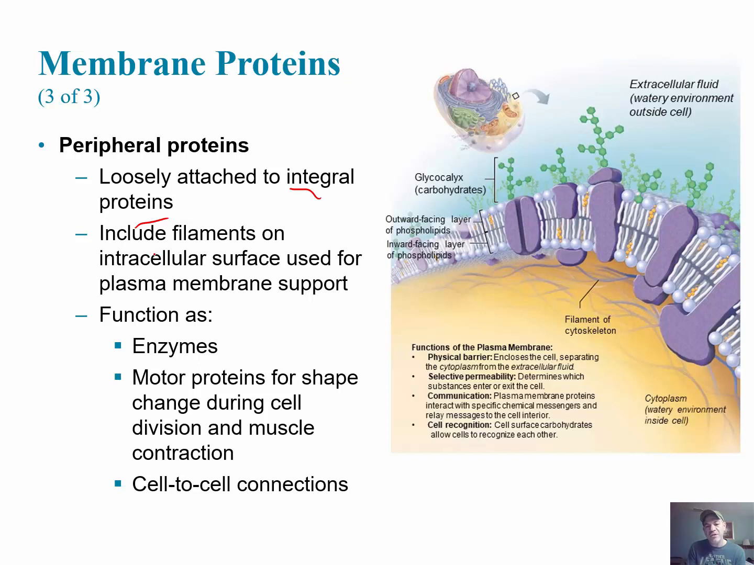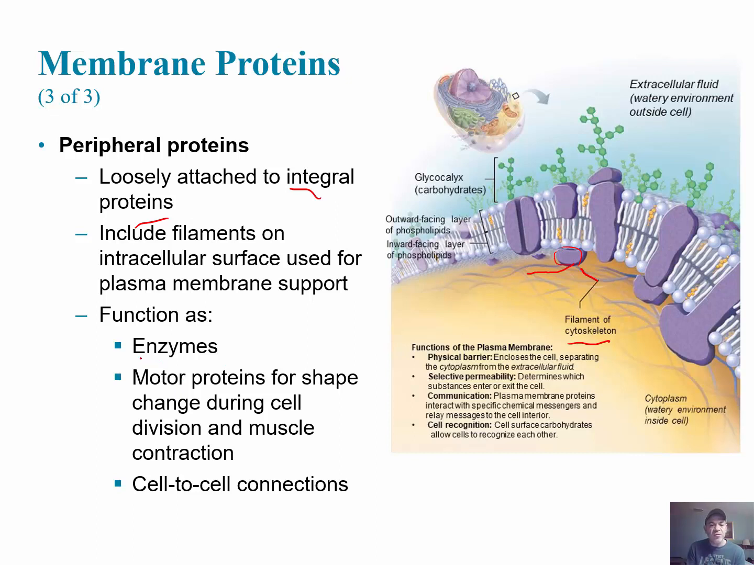Some will be loosely attached to the bilayer itself, and they include filaments on an intracellular surface used to support the plasma membrane. So we can see some of the parts of what we might call the cytoskeleton here, and there's a filament protein connecting to a peripheral protein there.